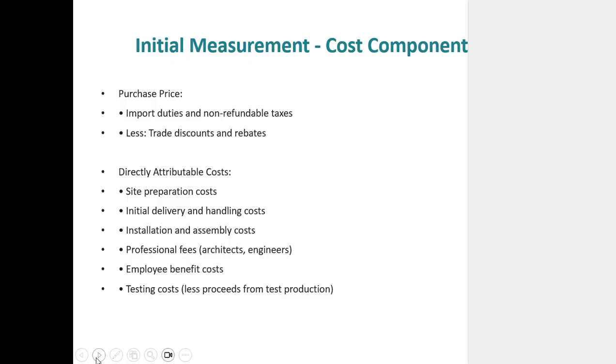Initial measurement. What is the initial measurement? First, we take the cost component. The cost component includes purchase price, import duties and non-refundable taxes minus trade discounts and rebates. Then there are directly attributable costs such as site preparation cost, initial delivery and handling cost, installation and assembly cost, professional fees, employee benefit cost, etc., and testing costs.